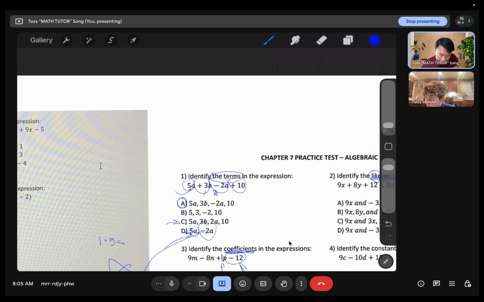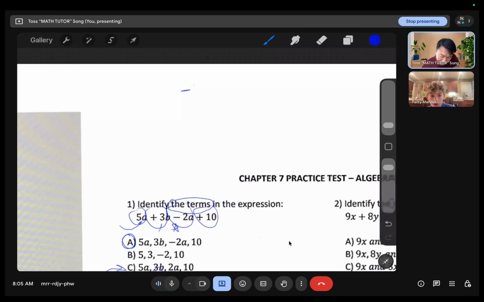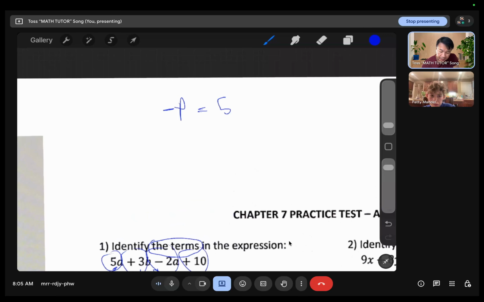Oh yeah, I was going to show you why. Here we go. If you were to solve this equation, negative p equals 5, you work your way down to this row, and you get a negative p. Your objective is to solve for a variable, a positive variable, so it has to be p.